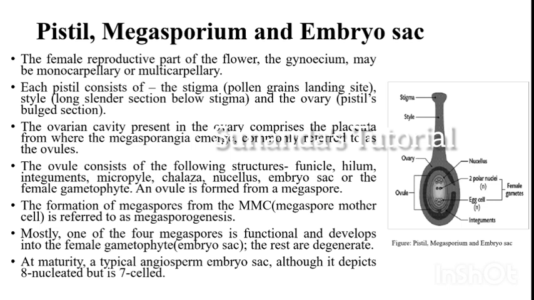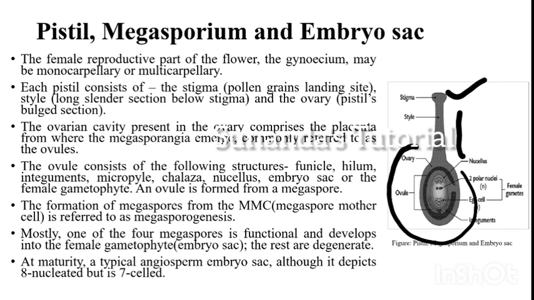Each pistil consists of stigma, then long style and ovary. Okay, the ovarian cavity is present in the ovary, comprising the placenta, where megasporangia emerge, commonly referred to as ovule. So inside the ovary, ovule is present.